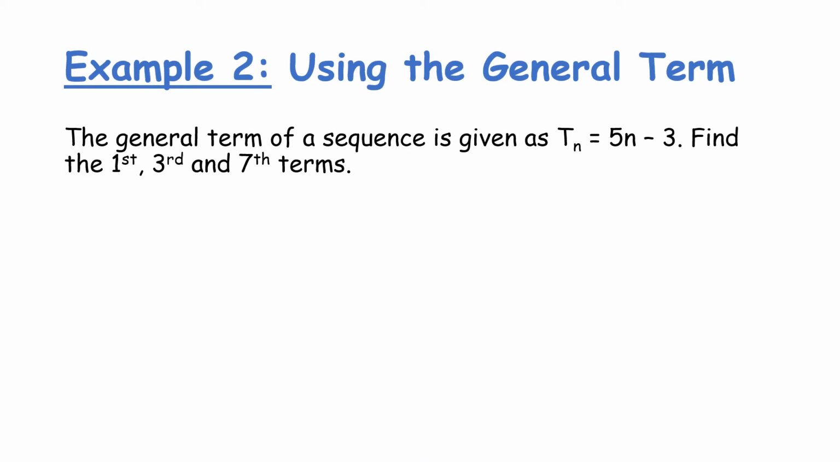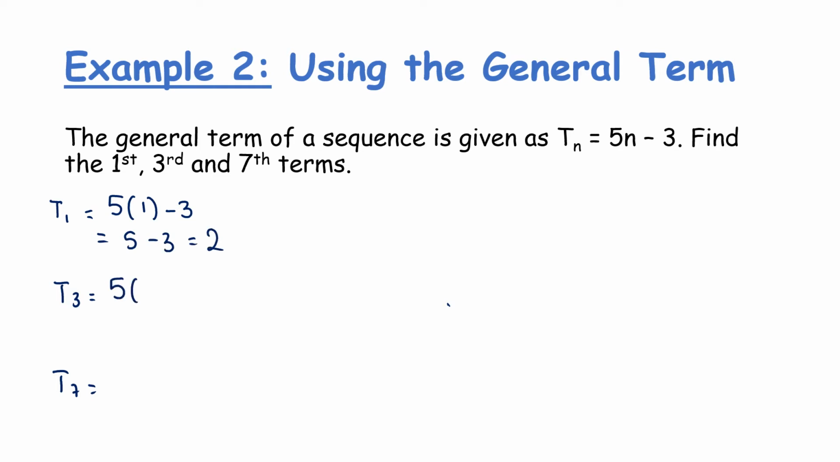So now let's use this general term some more. The general term of the sequence is given as Tn is equal to 5n minus 3. Find the first, the third, and the 7th term. So we're looking for T1, we're looking for T3, and we're looking for T7. So we do 5 times, instead of n we have 1, minus 3, which is 5 minus 3, which is 2.